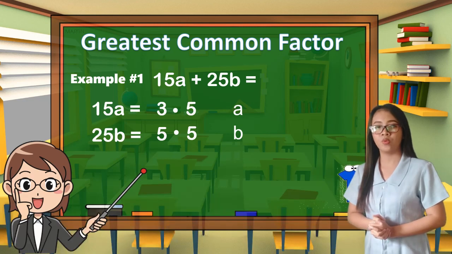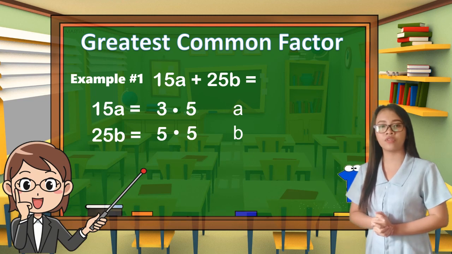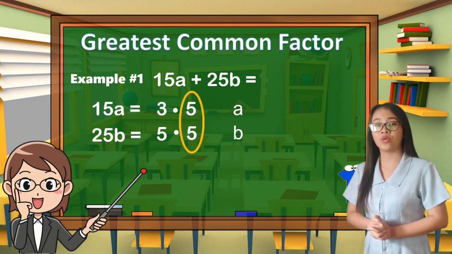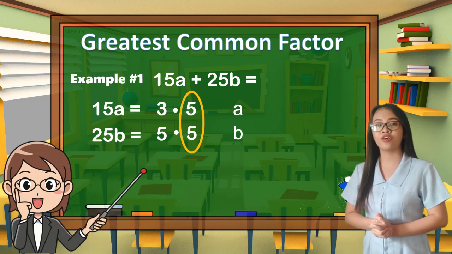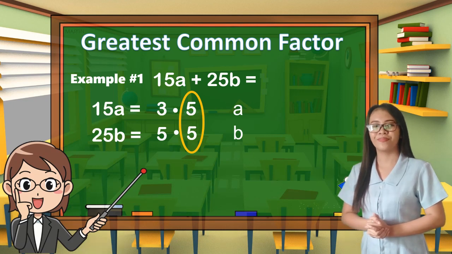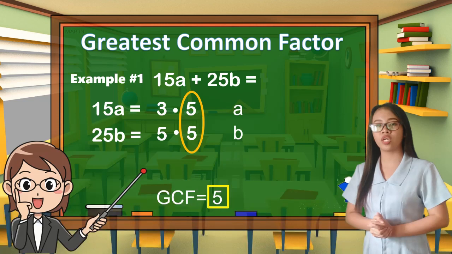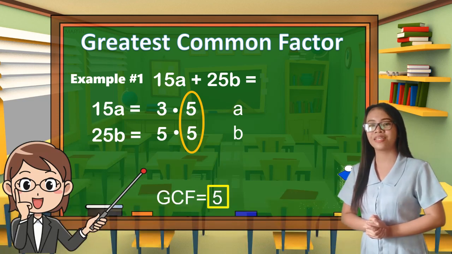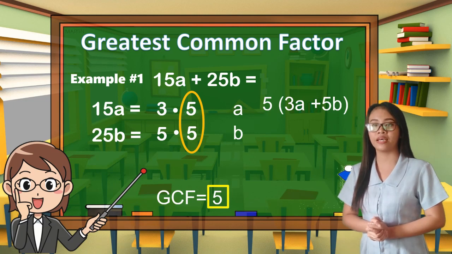So next step, we can identify the common factors. As you can see, I already separated the numerical coefficient and the literal coefficient to make this easy. So now, we can identify that there is one common factor in the numerical coefficient, which is 5. We can also encircle it to help us determine it easily. While for the literal coefficient, there is nothing in common. So our GCF is 5. And in our factored form, we can now write 5 times (3a plus 1b).